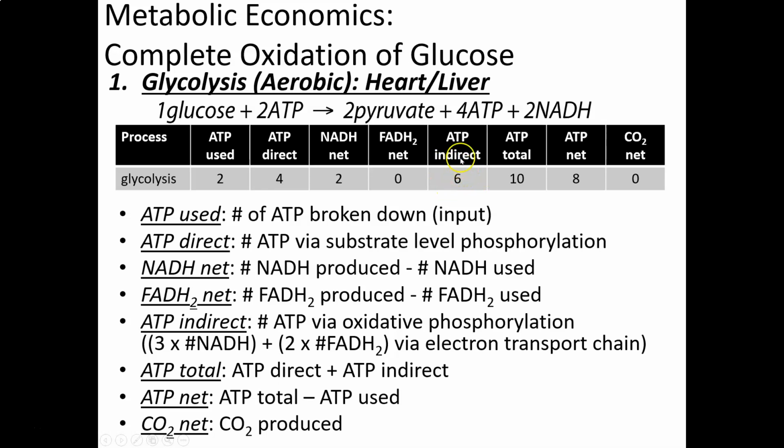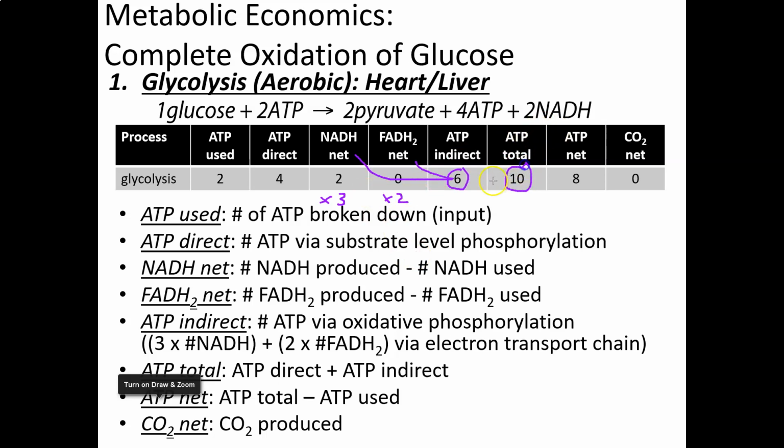ATP indirect. This is how much ATP we get from NADH and FADH2. So again, for NADH, you should times it by 3. And for FADH2, you should times it by 2. So 2 times 3 is 6. 2 times 0 is 0. So 6 plus 0 is 6. So my ATP indirect, this 6, comes from the FADH2 net and the NADH net. Okay. My total ATP is 10.